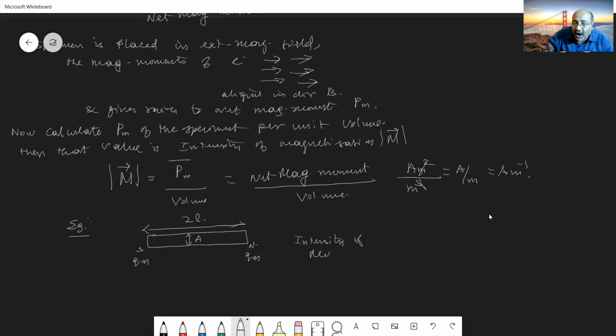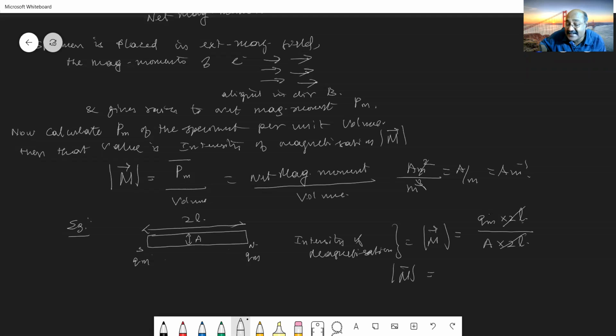So intensity of magnetization is equal to the modulus of the M vector, which is equal to the net magnetic moment. We know the magnetic moment for the specimen, or the bar magnet, is QM into 2L, the pole strength into the perpendicular distance, divided by volume. What is the volume? Volume is area into length. So 2L will get cancelled. So the magnitude of intensity of magnetization can also be defined as pole strength per unit area. That is the definition.